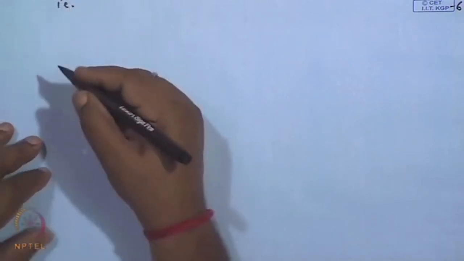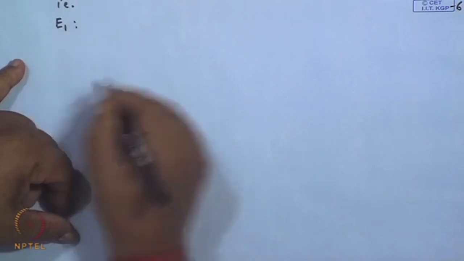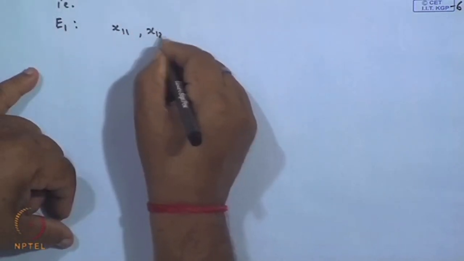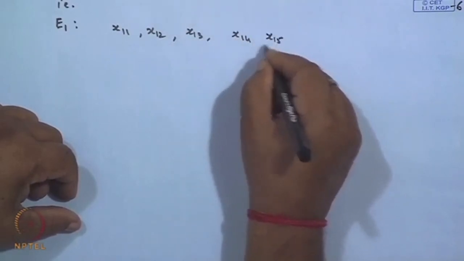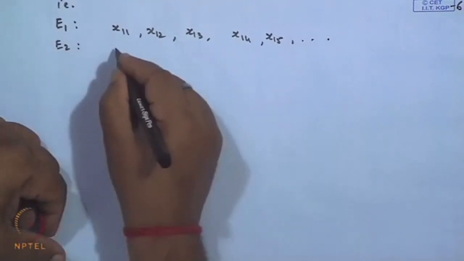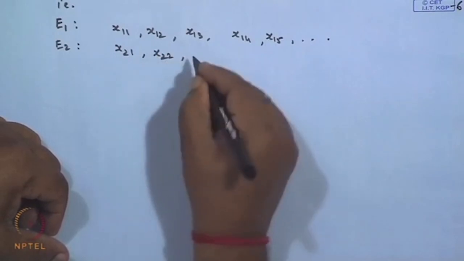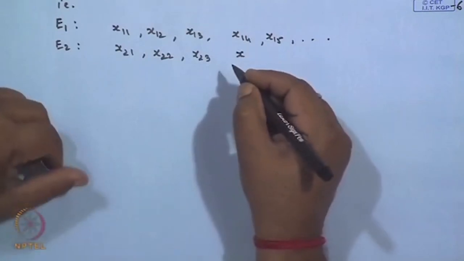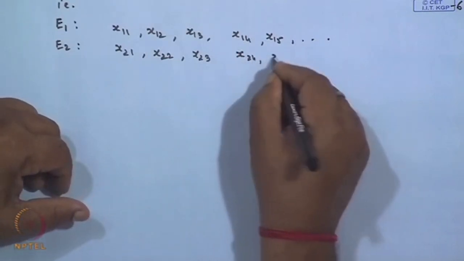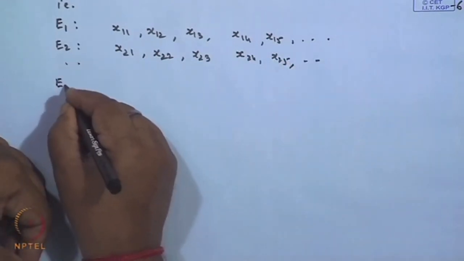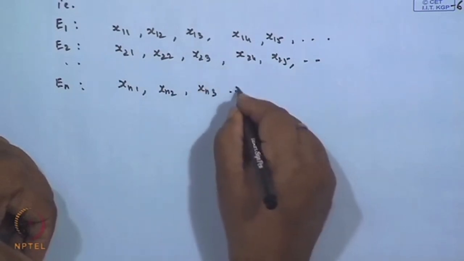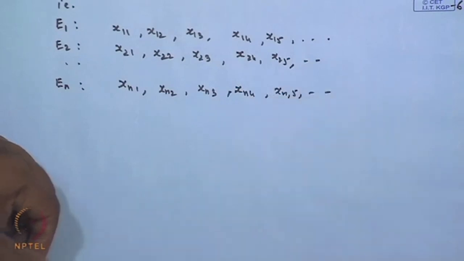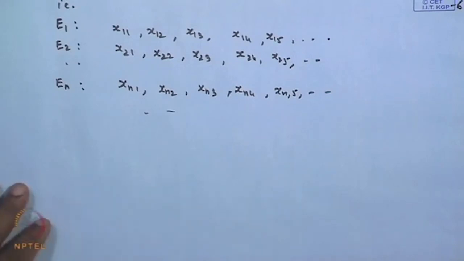So, it means that for the set E1, we can arrange the elements like this: x11, x12, x13, x14, x15, x16 and so on. For E2, the elements we are arranging are x21, x22, x23, x24, x25 and so on, and for E n, we are arranging x n1, x n2, x n3, x n4, x n5 and so on like this. So, continue this. Okay.